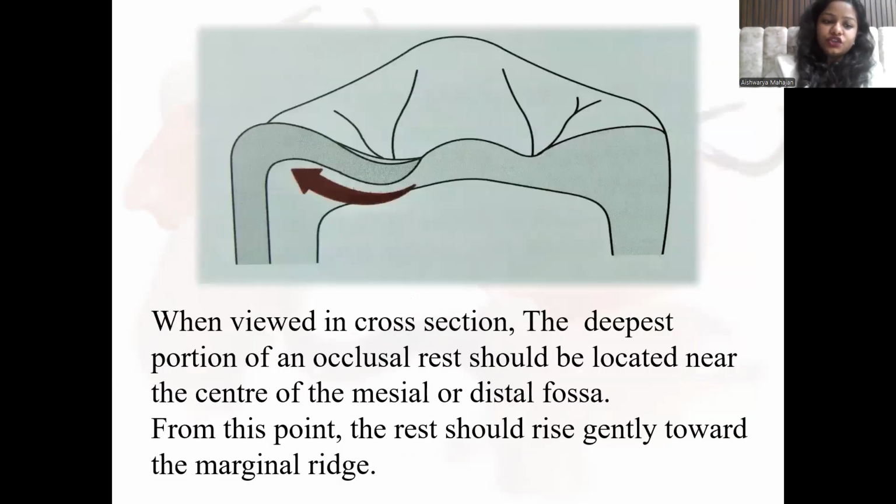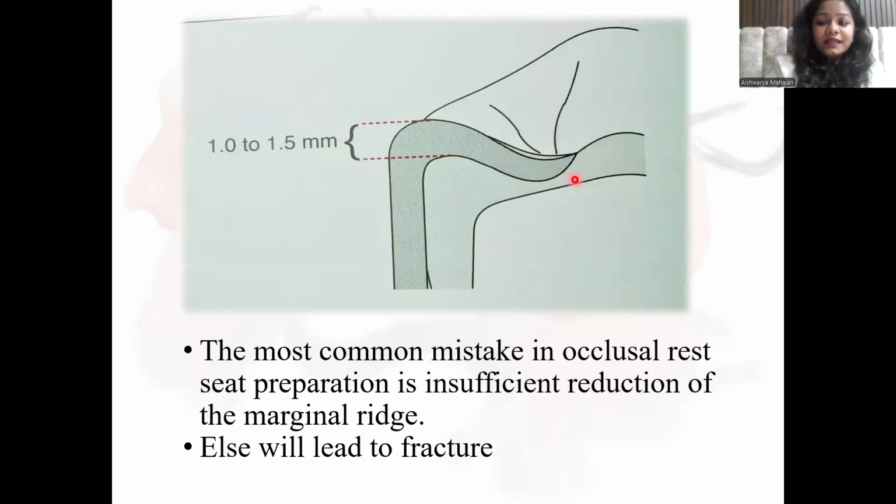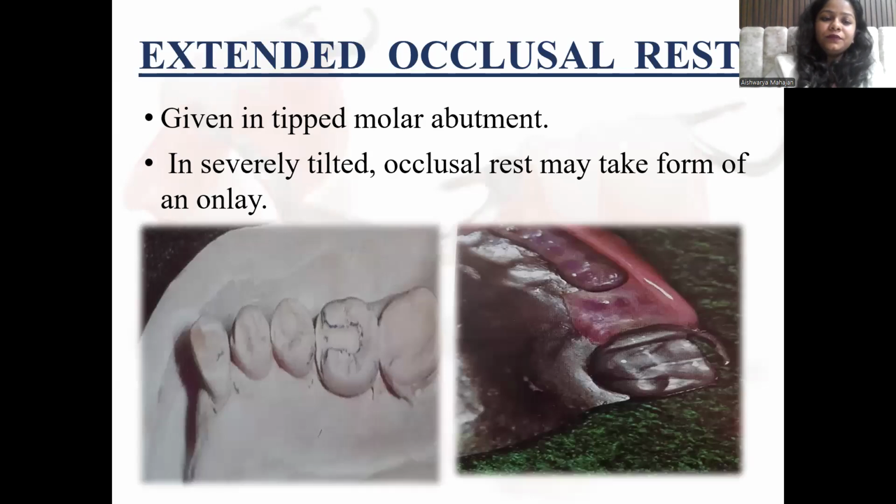When viewed in cross section, the deepest portion of the occlusal rest should be located near the center of the mesiodistal fossa, and from this point, the rest should generally rise towards the marginal ridge. At the thinnest portion, it should be at least 0.5 mm thick, and at the thickest portion, which is at the marginal ridge, it should be 1 to 1.5 mm. The most common mistake in occlusal rest preparation is insufficient reduction of the marginal ridge, which eventually leads to the fracture of either the tooth or the metallic component, as its thickness is not appropriate for the retention.